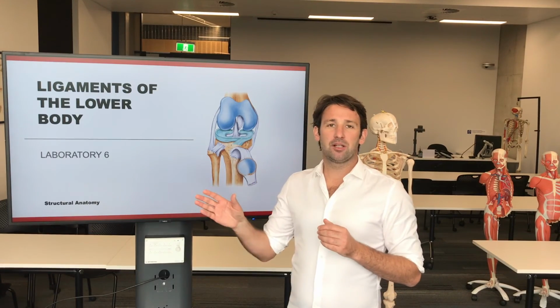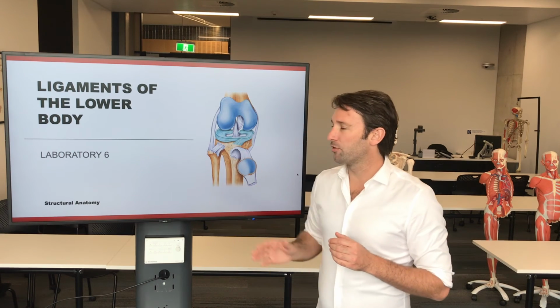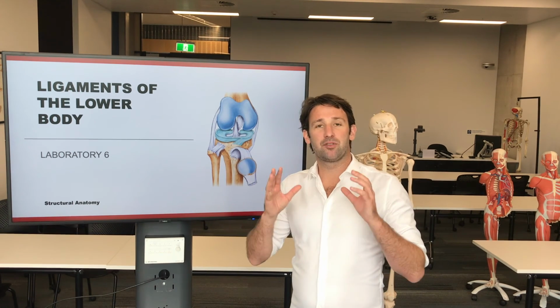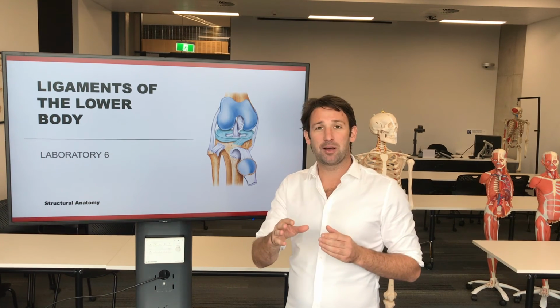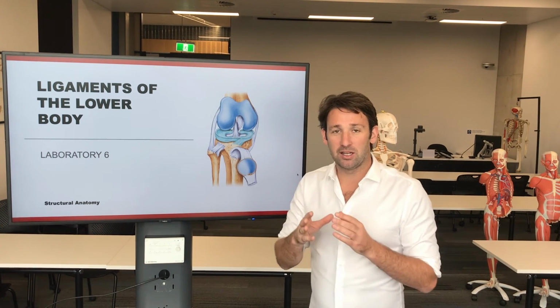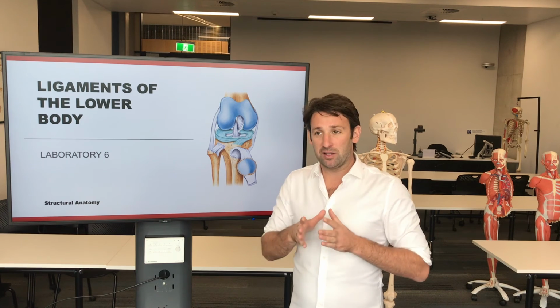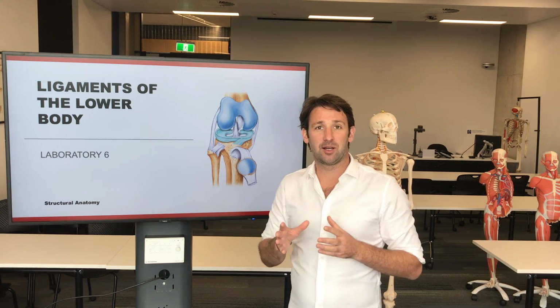So at the completion of Laboratory 6, the ligaments of the lower body, we've learned about the ligaments of the hip, the pelvis, the knee and the ankle. And we've also talked about the arches of the foot, not just what they're called, but where they're going from and to and what the keystones are.